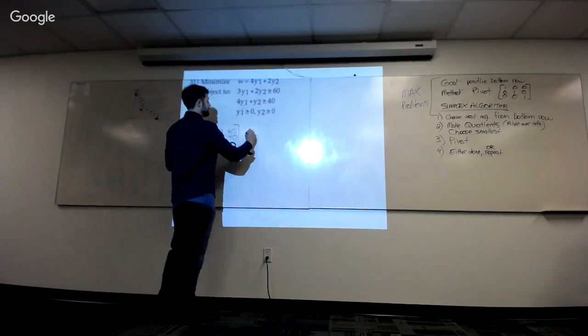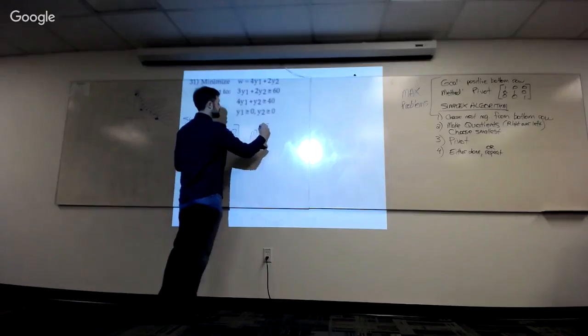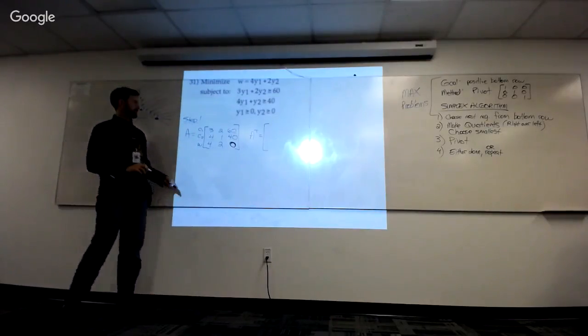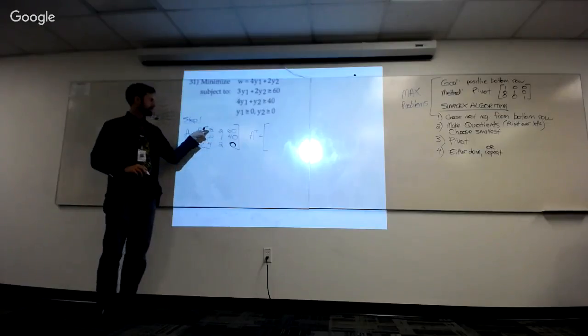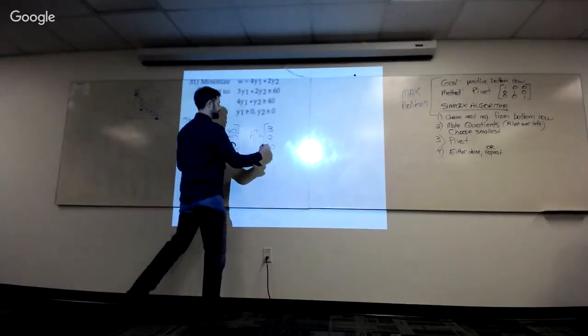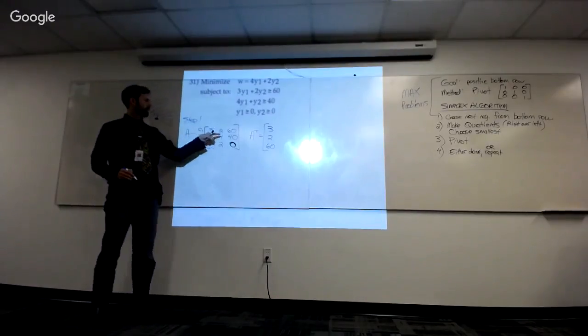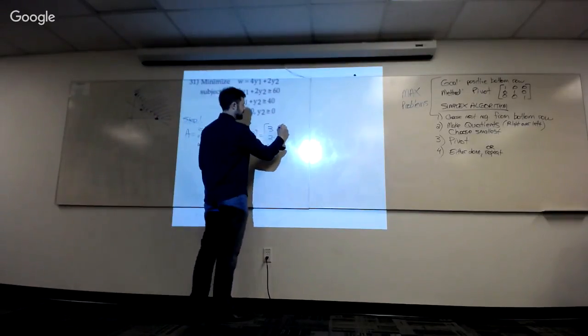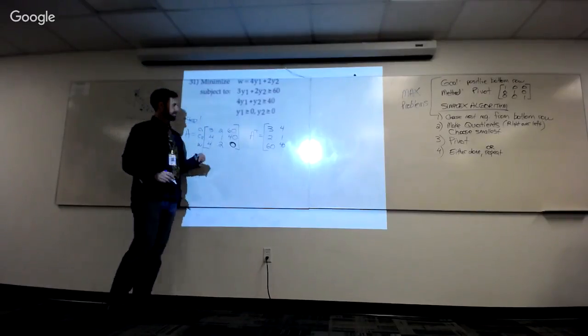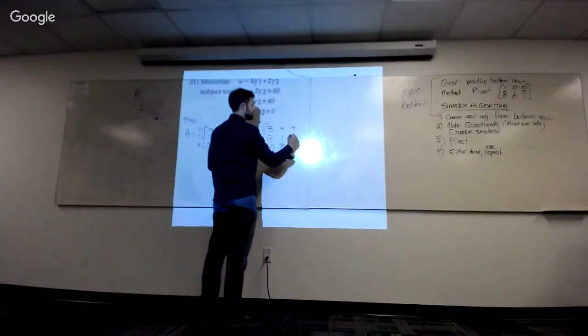So we turn each row into a column. We say, okay, the row 3, 2, 60 becomes the column 3, 2, 60. And then the row 4, 1, 40 becomes the column 4, 1, 40. And then the row 4, 2, 0 becomes the column 4, 2, 0.